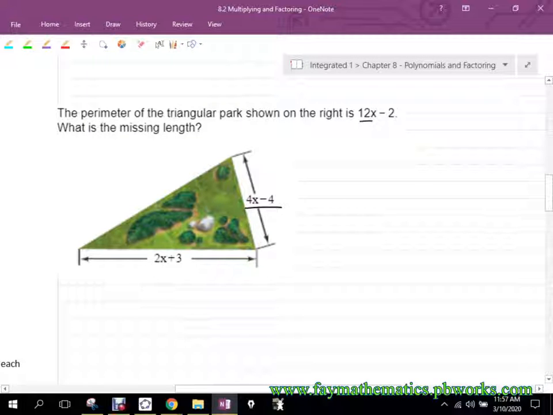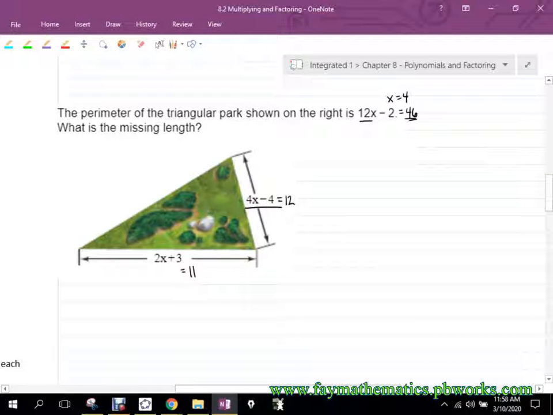48. What's 48 minus 2? 46. So if x is 4, the perimeter here would be 46, right? If x was 4, what's 4 times 4? 16 minus 4 is 12.